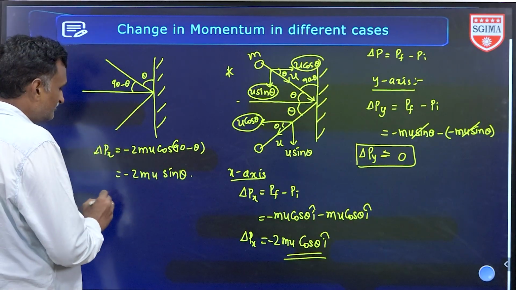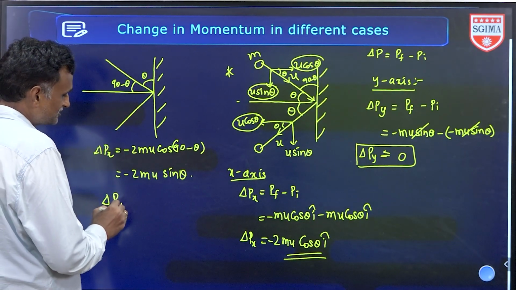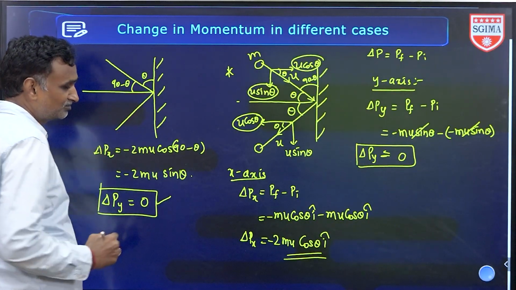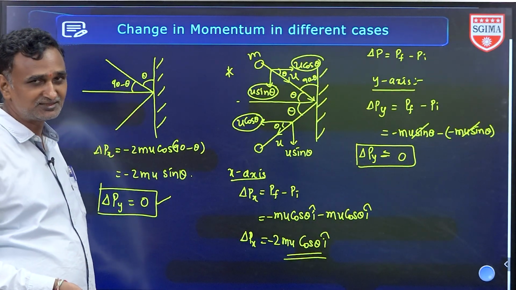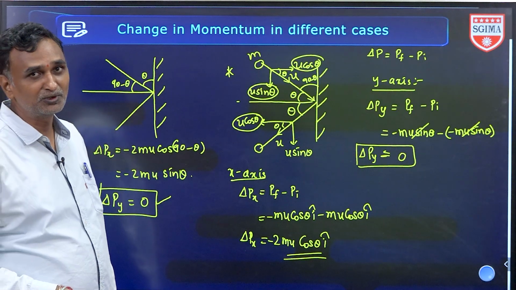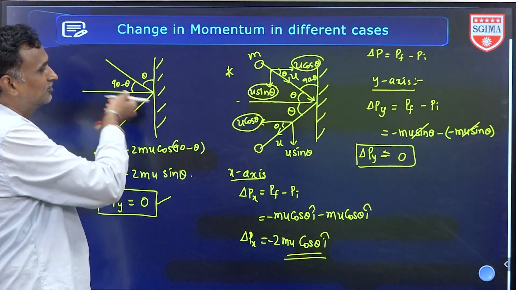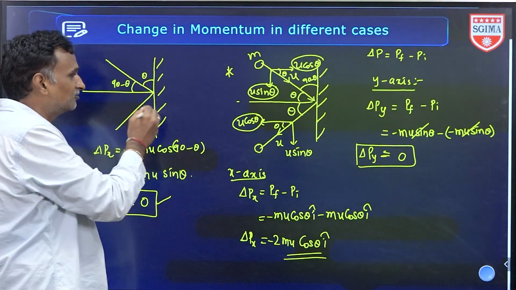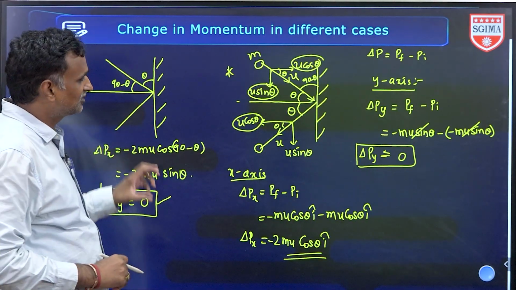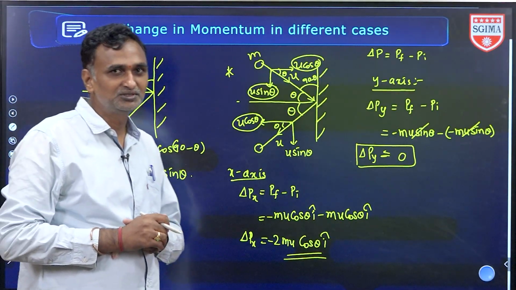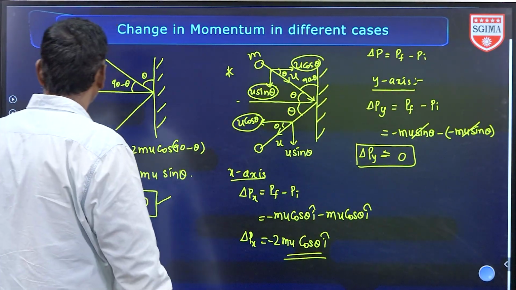So there is no change in momentum parallel to the wall. You need to remember this in the coming lessons also, it is very essential. Change in momentum takes place only perpendicular to the wall, not parallel to the wall. These are some of the most repeated parts of the change in momentum concepts. Now let us move on to the next slide.